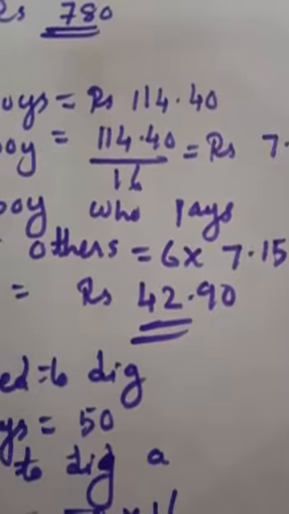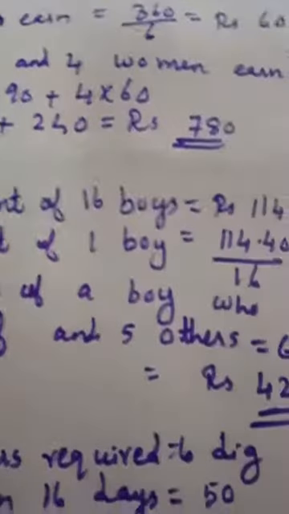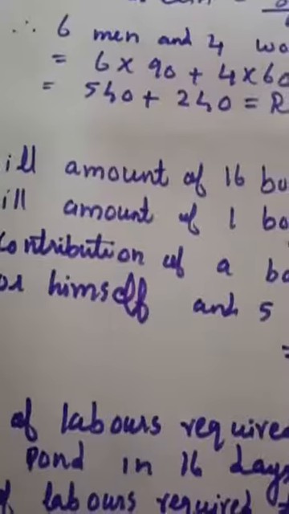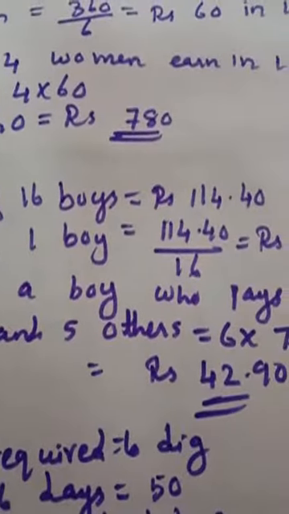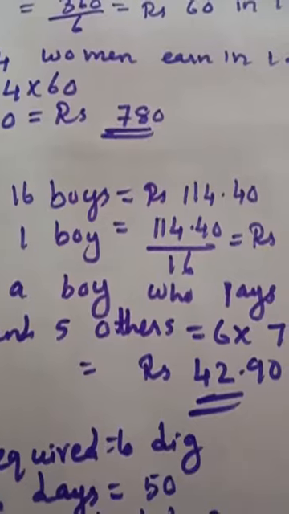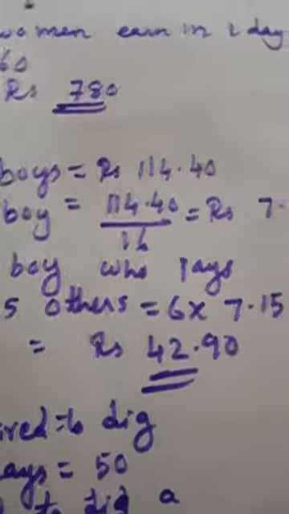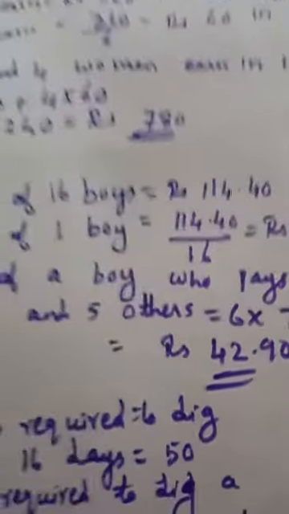42.90 rupees. See, first the bill amount of 16 boys is given by 114.40. Then the bill amount of one boy, how to find one boy? By division method, 114.40 by 16 is 7.15. Then find 6 boys. Contribution of 6 boys is 6 into 7.15, that is 42.90. Clear?